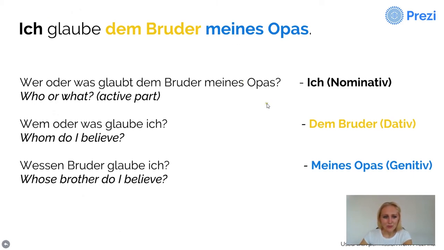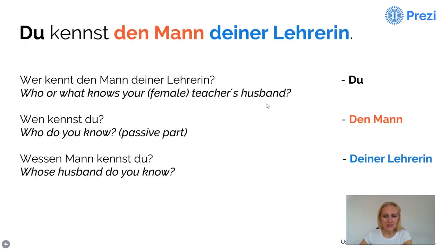Okay, let's move to the next sentence. So here, du kennst den Mann deiner Lehrerin. Du kennst den Mann deiner Lehrerin. It means you know your female teacher's husband, right? Because Lehrerin with the in at the end, it shows that it must be a woman, a female teacher.